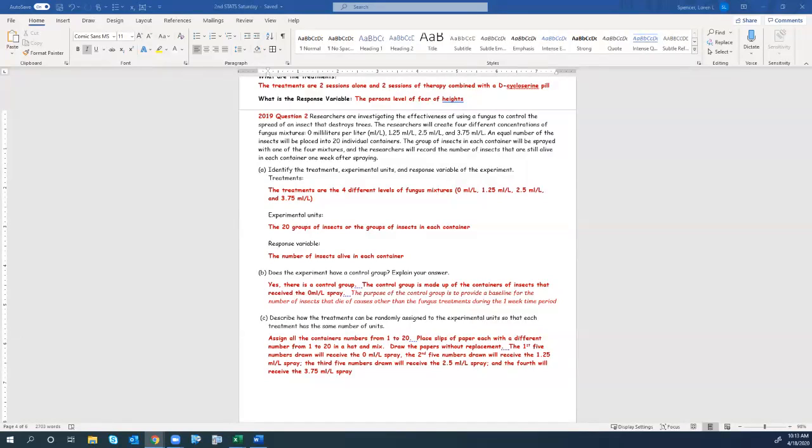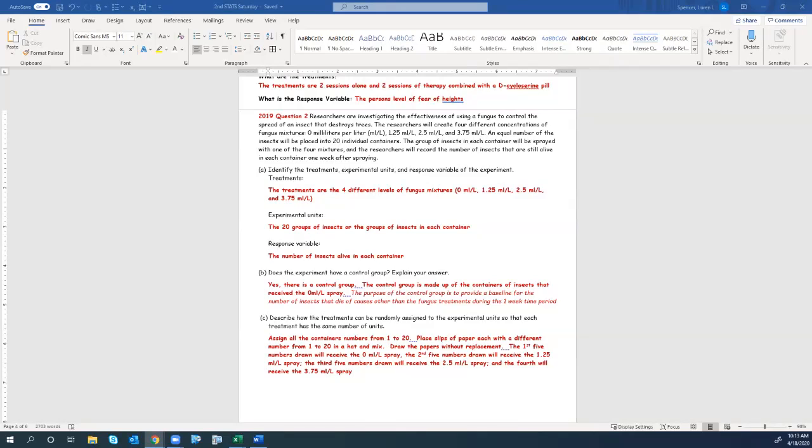Researchers are investigating the effectiveness of using a fungus to control the spread of insects that destroy trees. The researchers will create 4 different concentrations of fungus mixtures: 0 milliliters, 1.25 milliliters, 2.5 milliliters, and 3.75 milliliters. An equal number of insects will be placed into 20 individual containers. The group of insects in each container will be sprayed with one of the 4 mixtures, and the researchers will record the number of insects that are still alive in each container 1 week after spraying.